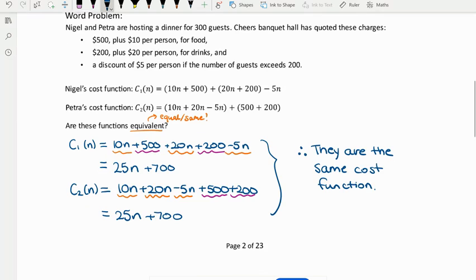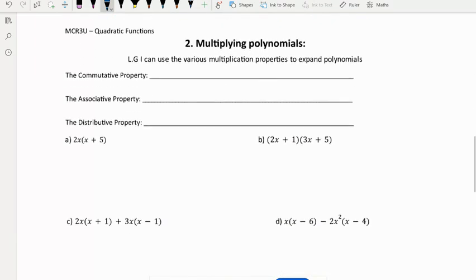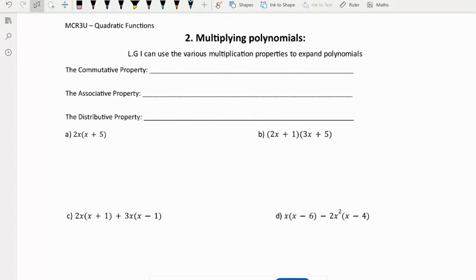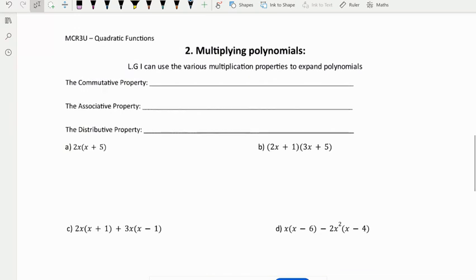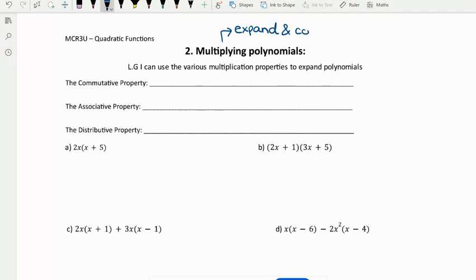Alright, let's move on to lesson 2. Hopefully that was more of a review, and hopefully number 2, multiplying polynomials, is nothing too new, hopefully. So when you multiply polynomials, you want to expand and collect the like terms. Expand your brackets, and then you collect, or like you add, the like terms.